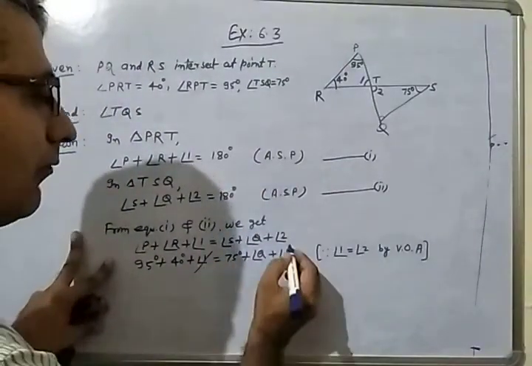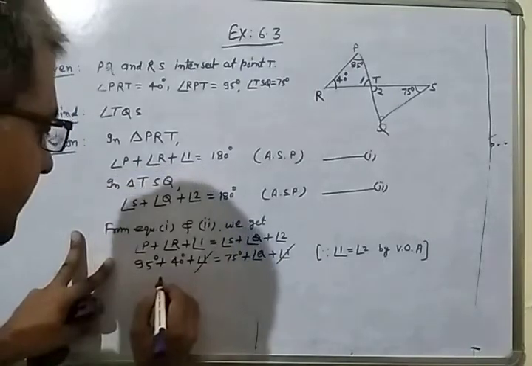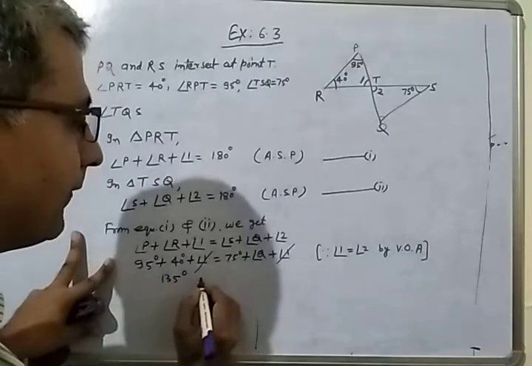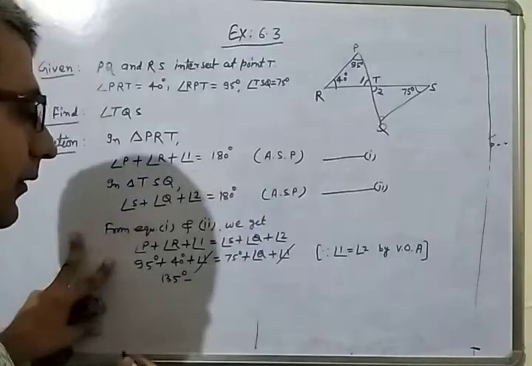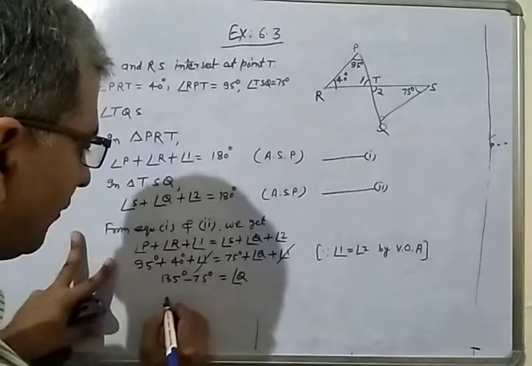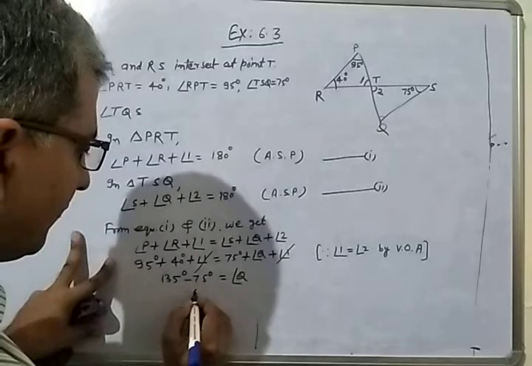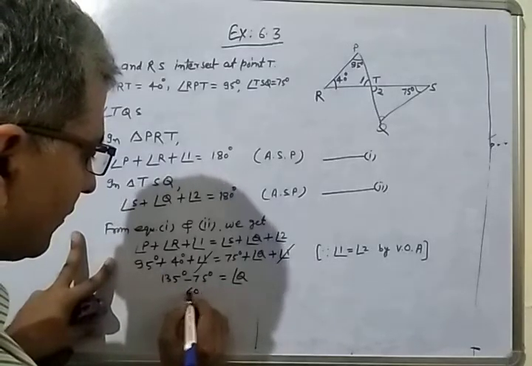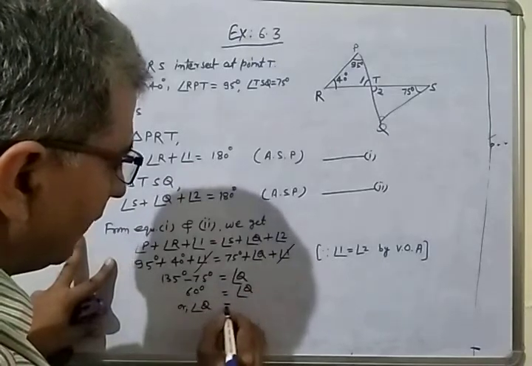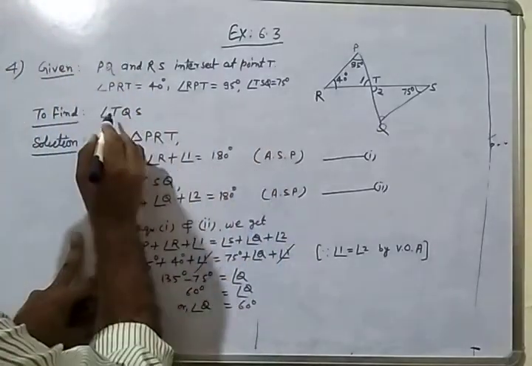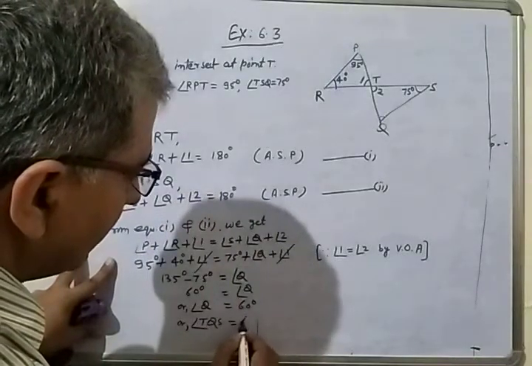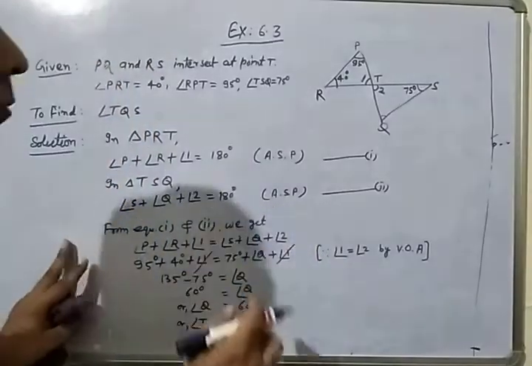Now we see here angle 1 cancels out. Here is 95 plus 40, this will be 135 degrees, minus 75 on the left hand side, equals angle Q. So angle Q equals 60 degrees, and angle Q written as angle TQS, so angle TQS is 60 degrees. This is question number 4.